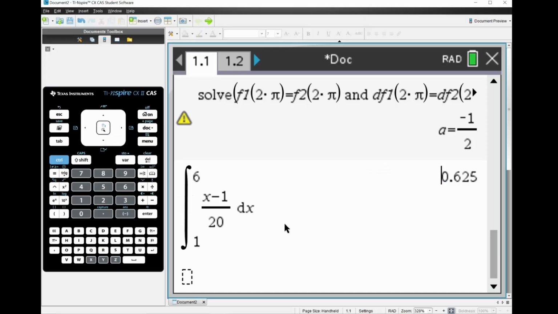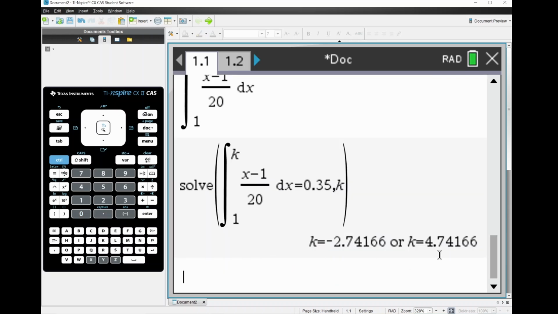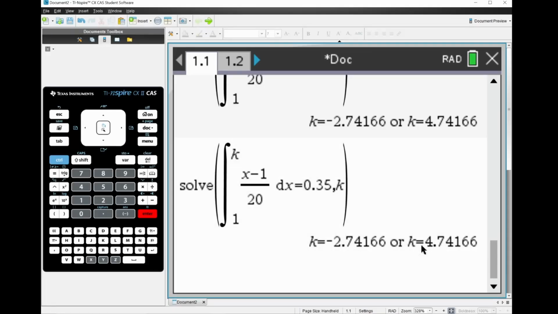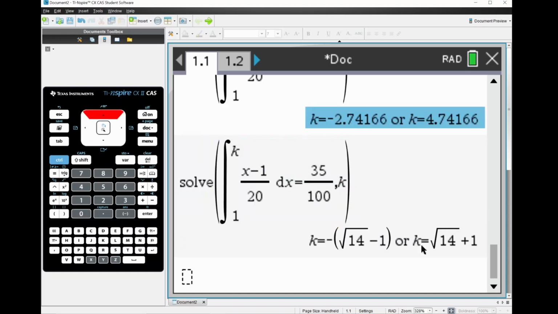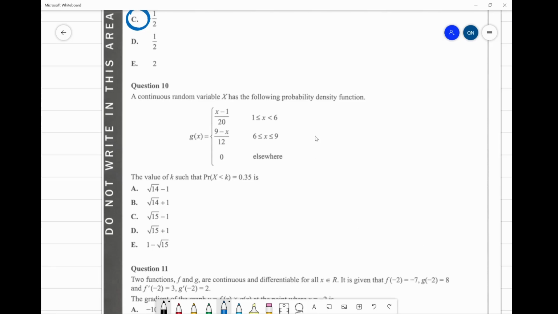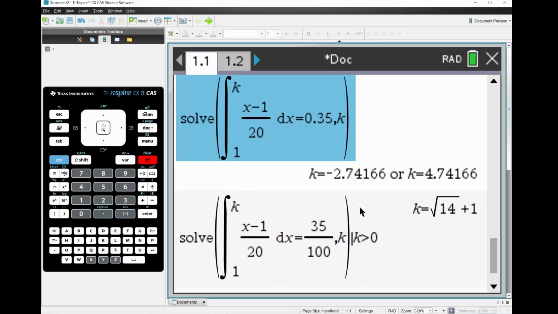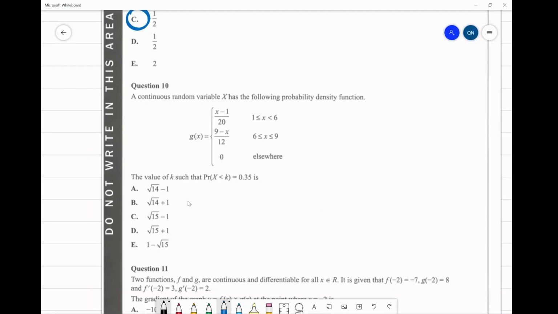Right, so what I can do now is solve the integral from 1 up to k of this guy over here equal to 0.35, for k. And k has to be positive, so it's 4 point something, well, I approximated. I can rewrite this as 35 over 100 if I want, exact values. And also I want k greater than 0. Well, technically k has to be greater than 1, but same thing, doesn't really matter. So yeah, root 14 plus 1 seems to be it. So go with option B.